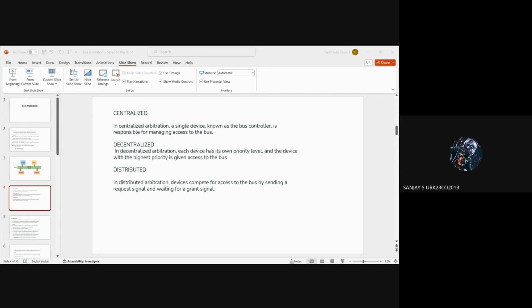Ma'am, in decentralized, each device is given a priority level. Yes, the highest priority will access first. Okay. Done. Tomorrow in the class we can see those. As soon as I come inside the class, you have to write about all these things which I taught today.